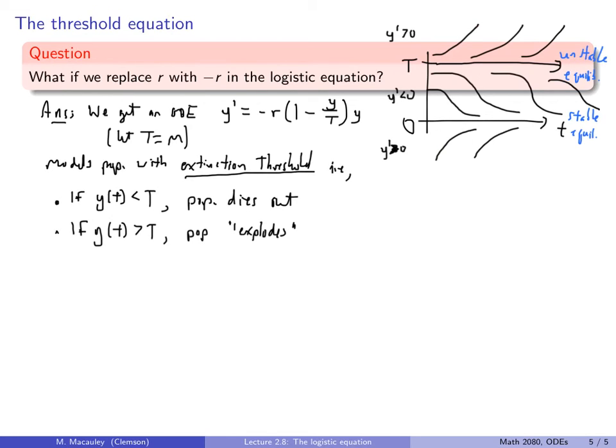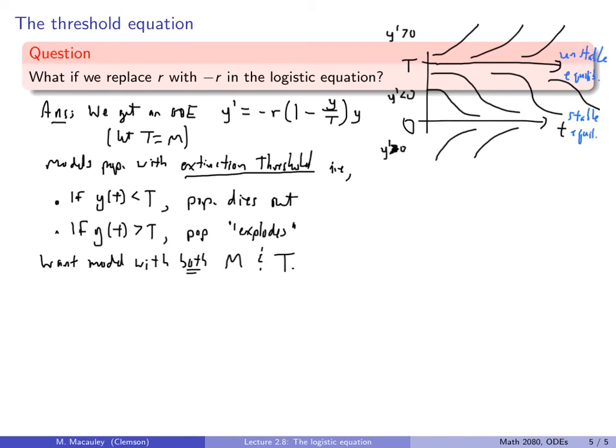So we want a model with both phenomena, m and t. Both carrying capacity and extinction threshold. So how do we do that? Let's just make one. Let's literally write down an ODE that has 3 steady states, 0, t, and m.